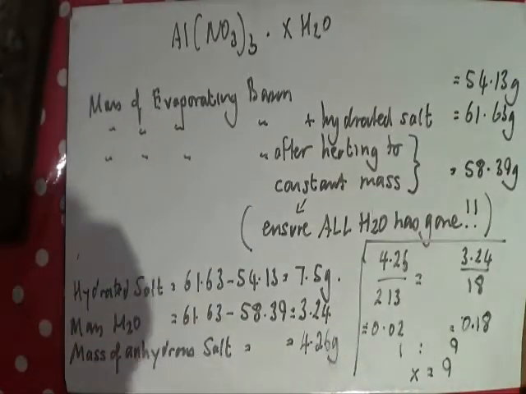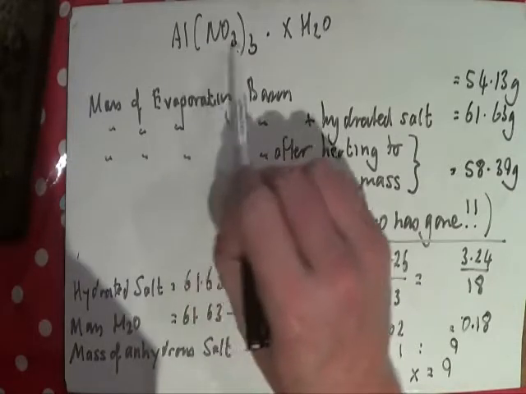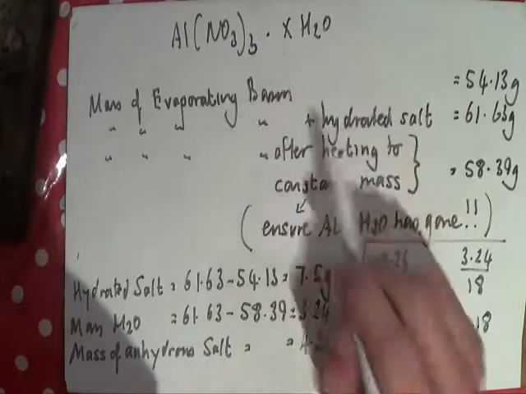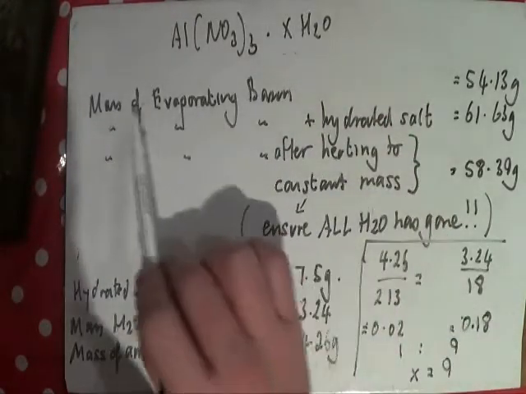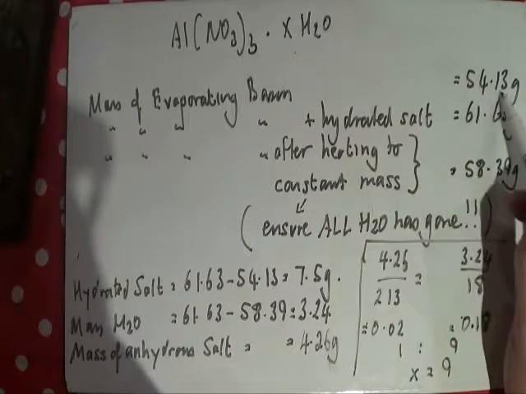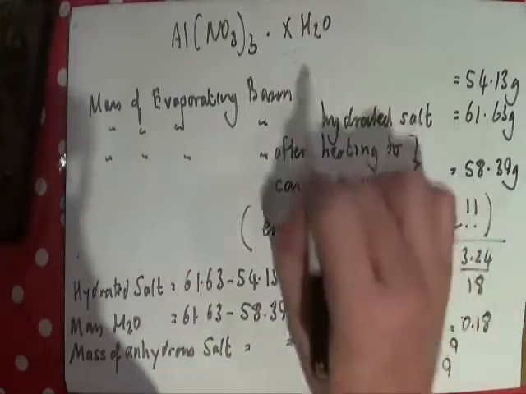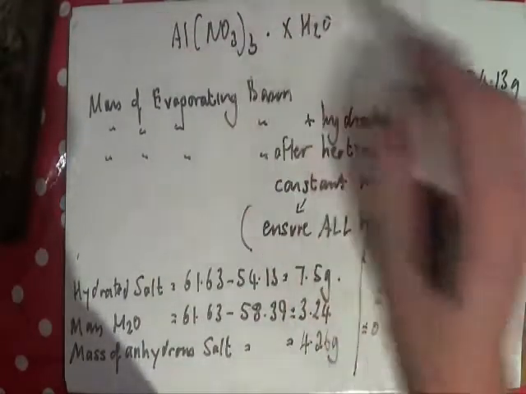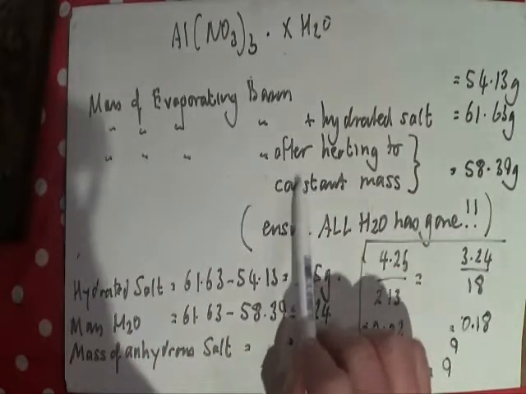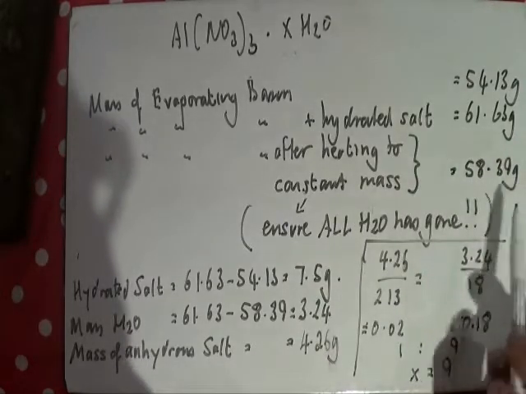Okay, so we're going to have a look at a problem here where the examiner's given us hydrated aluminium nitrate with this formula. We've got to work out what X is. So the information in the question is that the mass of the evaporating basin is 54.13 grams. The mass of the evaporating basin plus the hydrated salt, i.e. all of that, is 61.63. And the mass of the evaporating basin after heating to a constant mass is 58.39 grams.